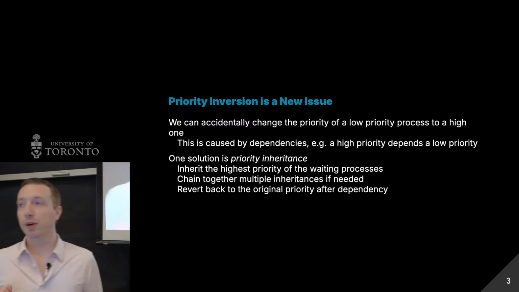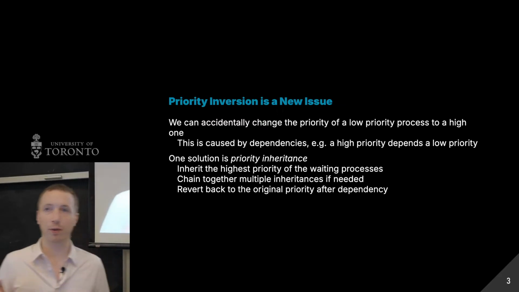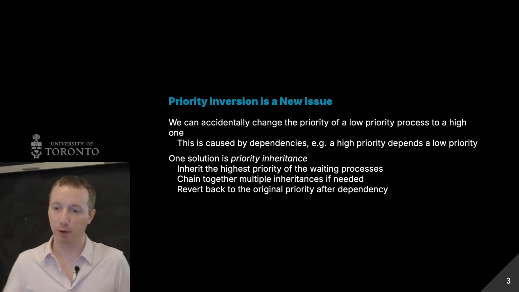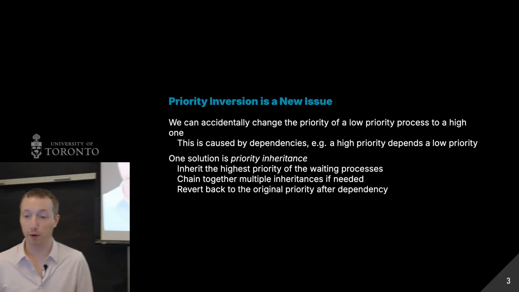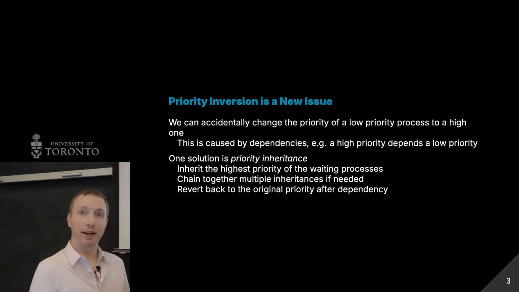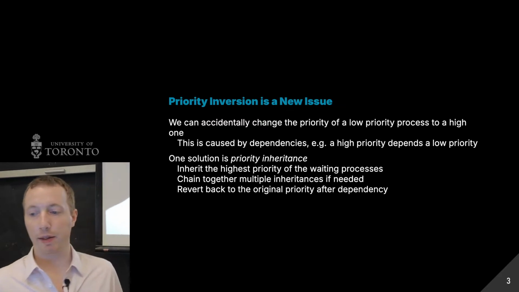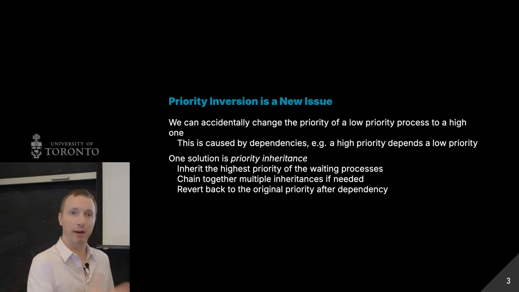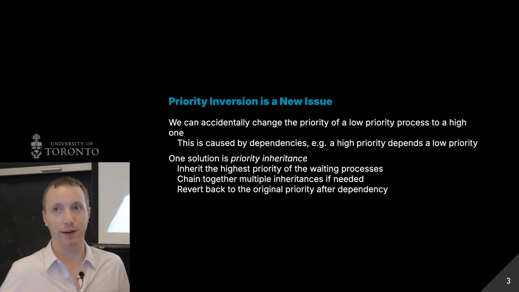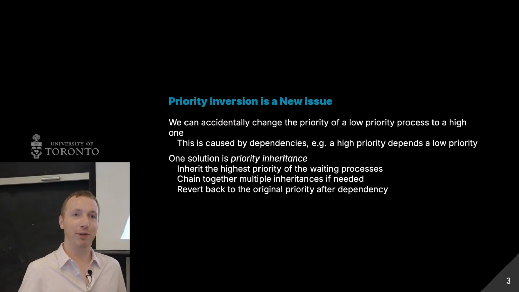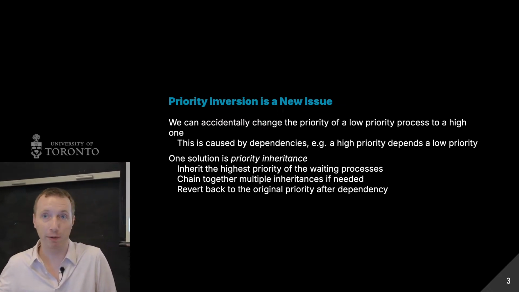The major issue is if we introduce priorities and there are dependencies between two processes, so one is waiting on another to maybe do a write or something like that, we have a brand new issue that we didn't have before called priority inversion. You can think of the situation where a high priority process depends on a low priority process. Well then that low priority process should actually be treated as a high priority process because, well, a high priority process is waiting for it to do something.